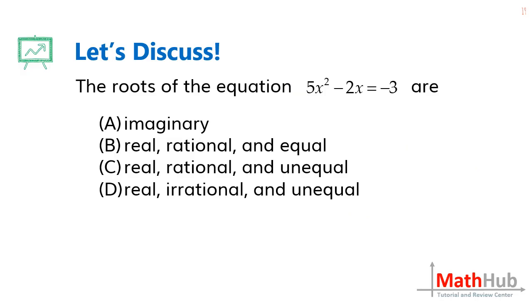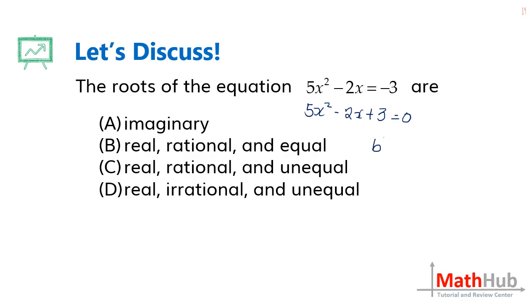Okay? So let's look at this one. The roots of the equation 5x squared minus 2x equals negative 3 are, okay, you have these different choices over here. So we first have to get the discriminant. But before we do that, we need to identify our a, b, and c. But remember, before you get your a, b, c, one side should be equal to 0. So we have 5x squared minus 2x plus 3 equals 0.